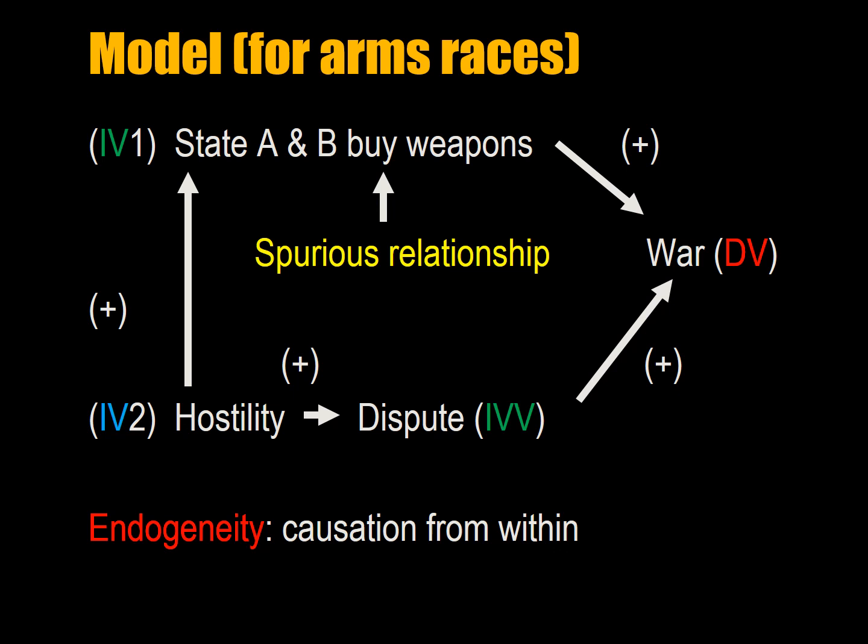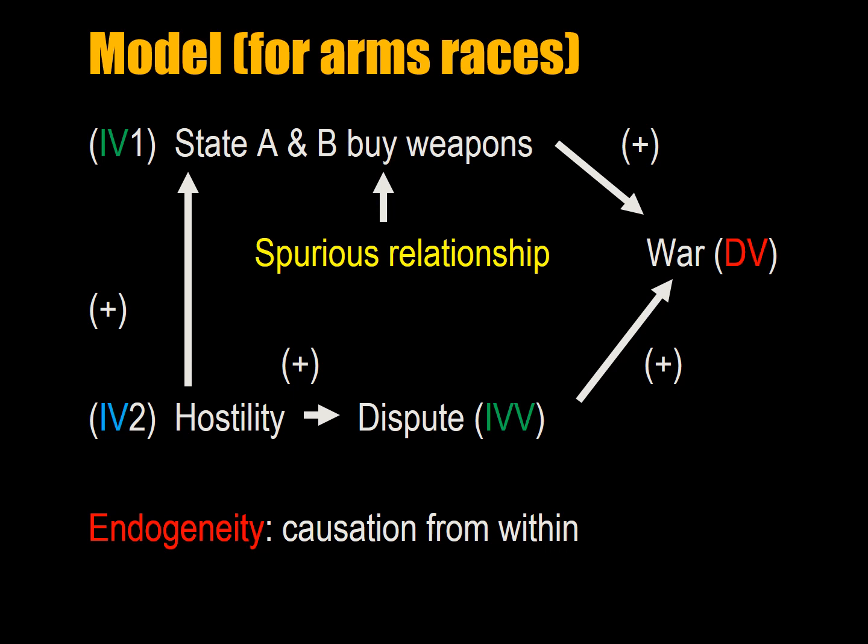Countries that are hostile towards each other, for whatever reason, will purchase weapons. And the weapons may make war more likely. We have a whole lecture on the relationship between weapons and war. But weapons themselves are not the starting point. They're an intervening variable. So the terms we use here are that the purchase of weapons by state A and B is a spurious relationship, meaning it's not a real relationship. The real relationship is hostility to war with state A and B buying weapons as their intervening variable.